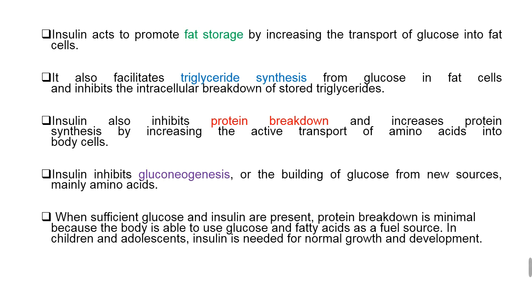Also, insulin inhibits gluconeogenesis, or the building of glucose from new sources, mainly amino acids. When glucose is present in a sufficient amount and insulin is present in a sufficient amount, protein breakdown is minimal. Why? Because the body is able to use glucose and fatty acids as a fuel source. In children and adolescents, insulin is needed for normal growth and development.